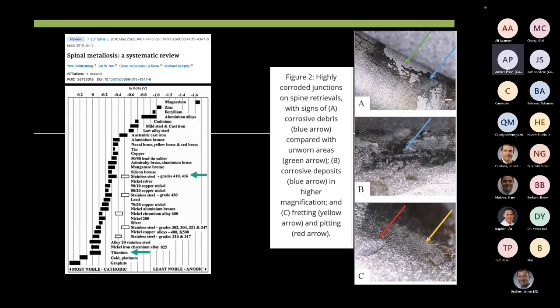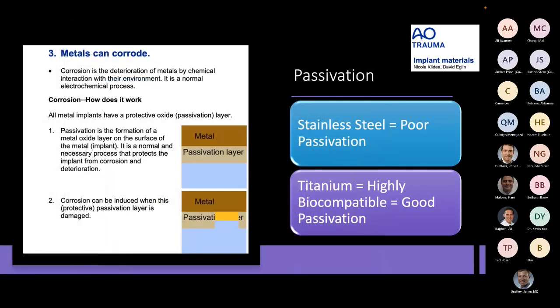On the left, you can see the different kind of nobilities of the different metals, and you can see that titanium is very low on the spectrum, so it tends to be more resistant to galvanic corrosion, whereas stainless steel is fairly high and is much more susceptible to it. And the reason that titanium is more resistant to this corrosion is because it's very good at forming a passivation layer.